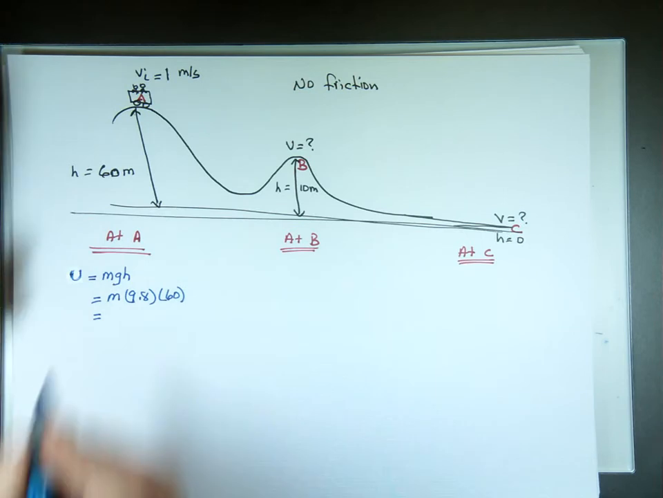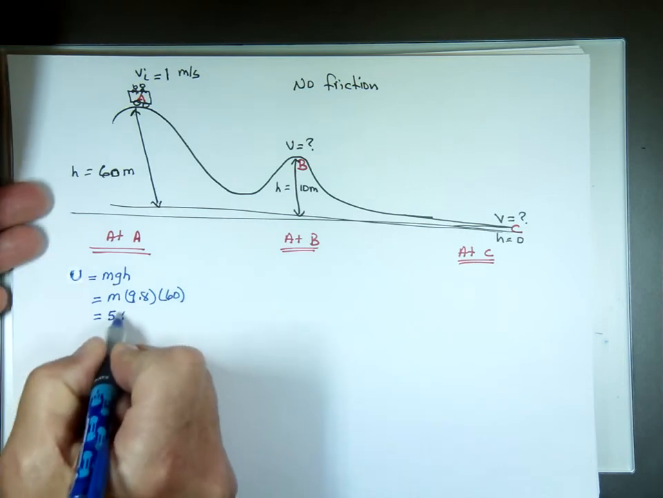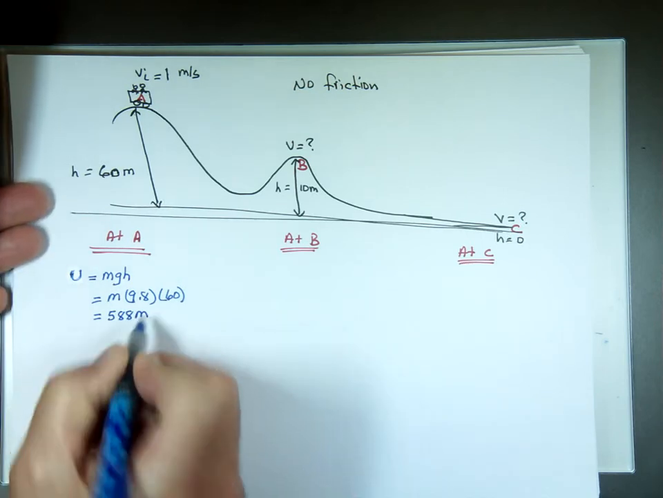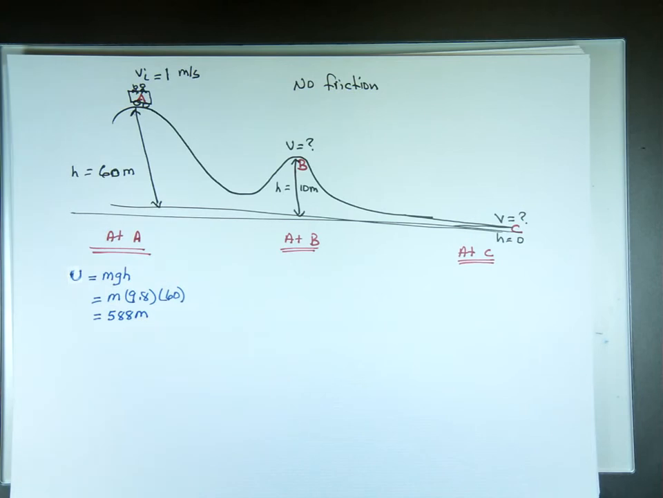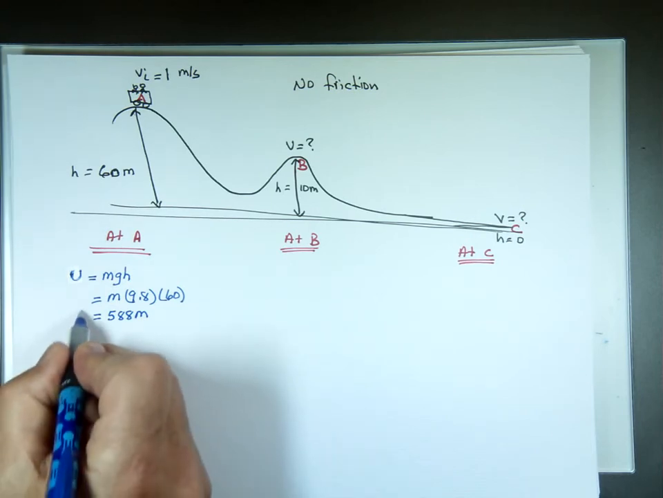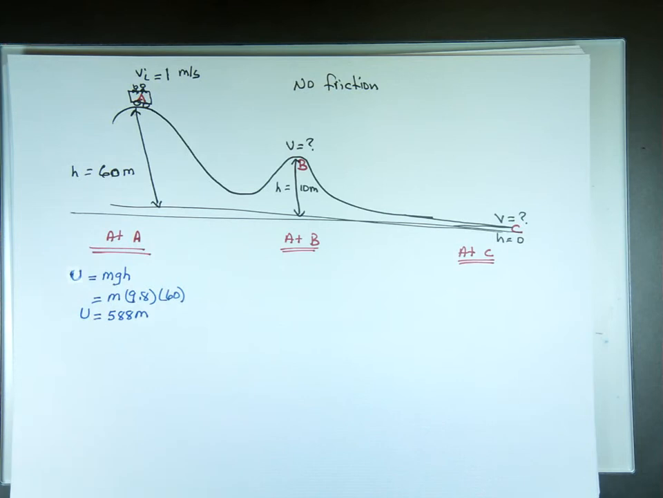It is 588 m. Because I don't know what the mass is, so I can't really give you a number, and I don't want to give you a mass. I'm trying to prove to you, when you're on that roller coaster, it doesn't matter if the person is really a child or a 600-pound person. It does not change your speed. People think, oh, because you're heavier, your speed is going to be much faster. No, it doesn't make a difference.